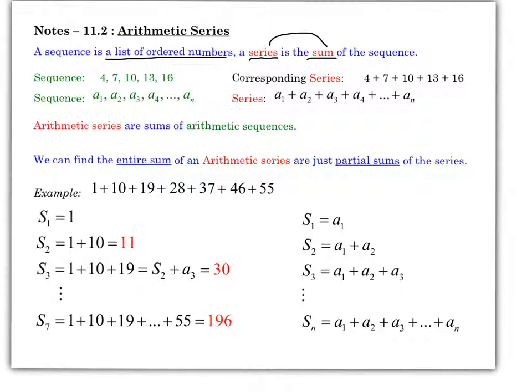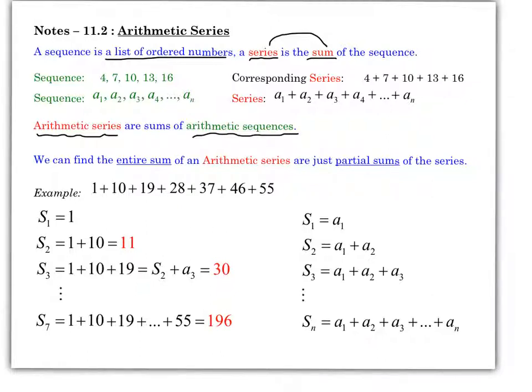So for instance, if we have a sequence 4, 7, 10, 13, 16, it's just a list of numbers. The series that would go with that sequence is 4 plus 7 plus 10 plus 13 plus 16. So it's when you add them all together. So an arithmetic series is the sum of an arithmetic sequence. Whew, okay. Just don't try and say that 3 times fast.